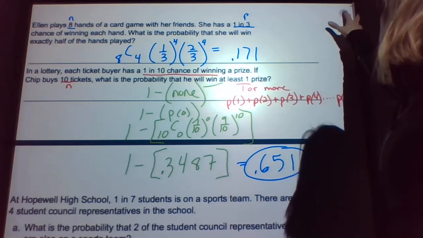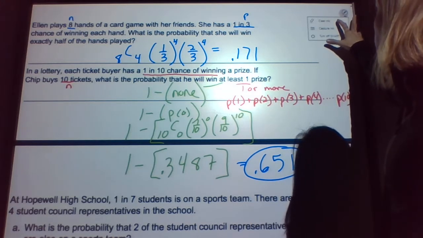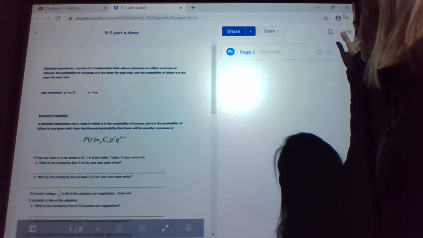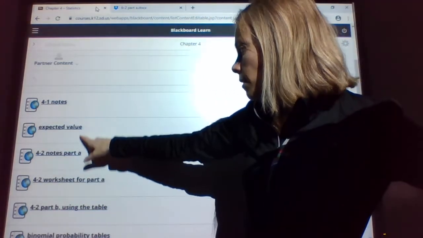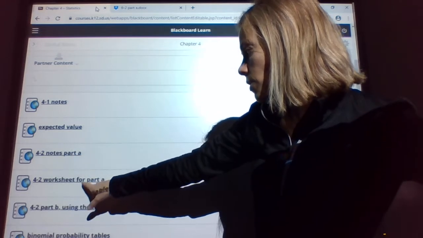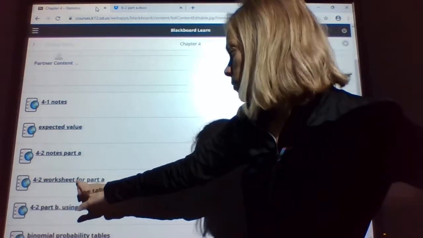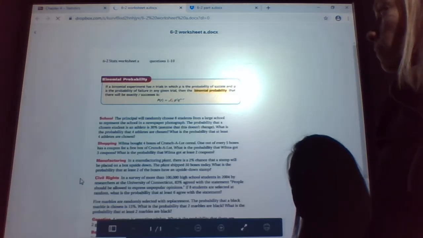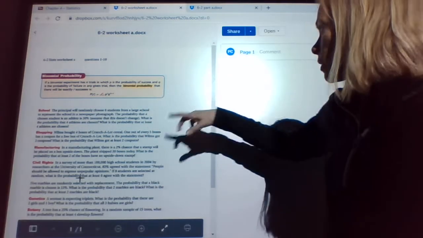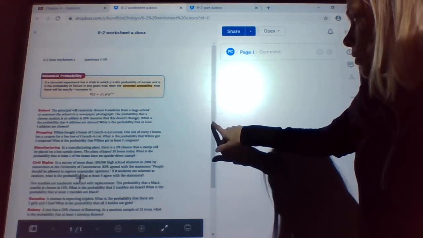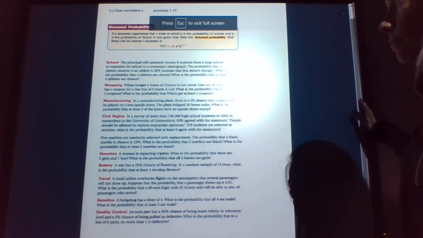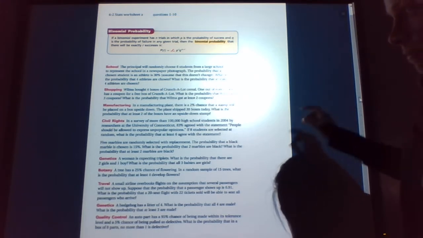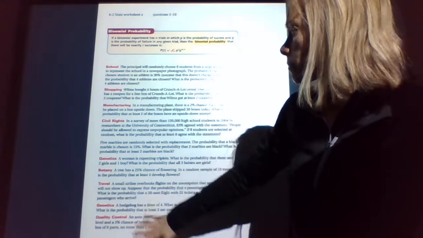Okay. All right, so your homework is on Blackboard Learn. If you go back, you should see, we just did the notes. Here's the worksheet, 4-2 worksheet for Part A. Okay, and here's your formula. And you're just going through different types of probabilities here. I think there's 10 of them total. Okay?